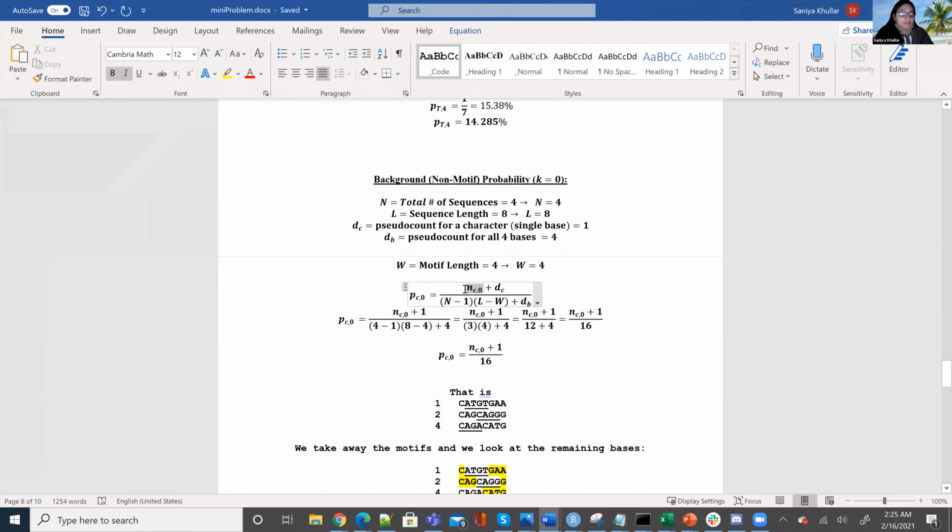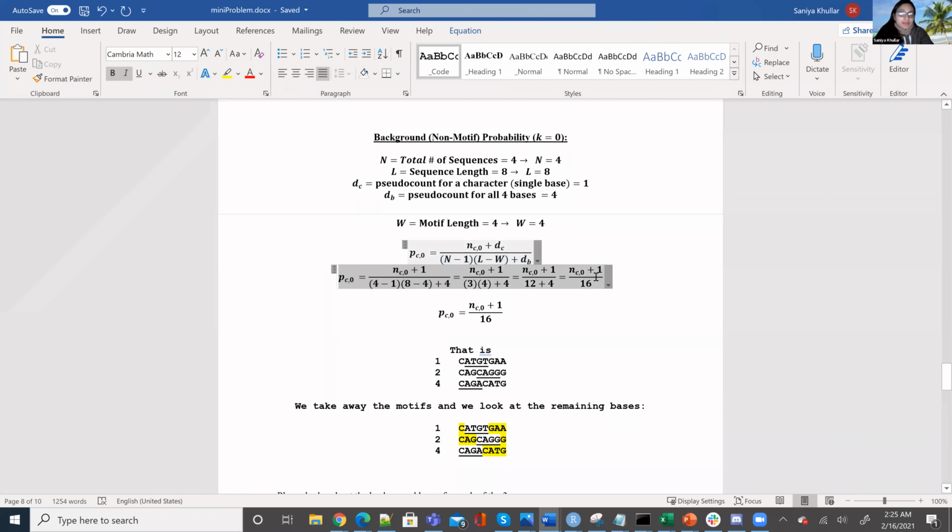So these numbers are the counts. And then this DC is the pseudo count that I'm adding. This is N-1, the length again, which is 8. And this is the width, which is 4. So this is the probability. I'm plugging it in so I can just calculate these values and I don't have to worry about them again as much. So this is the background probability again. What this PC comma 0 essentially is saying is the probability of observing a base C in position.